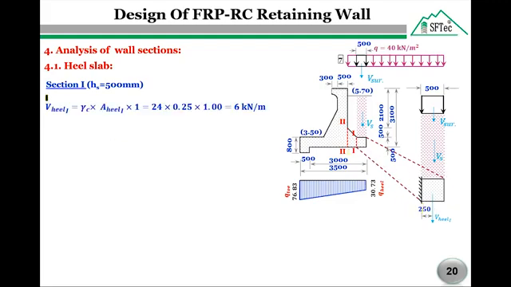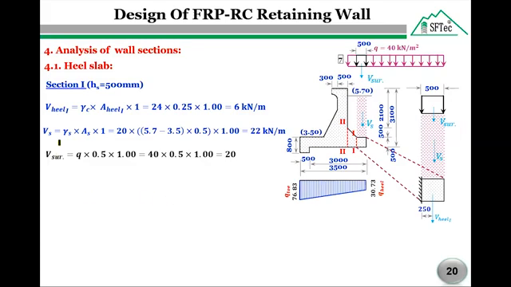The weight of the heel slab at section 1.1 equals 6 kilonewton per meter. The weight of the soil acting on the heel slab at section 1.1 equals gamma soil by area soil, this triangle area. The weight due to surcharge equals the surcharge value by the effective surcharge length. The effective surcharge length here equals 0.5 meter or 500 millimeter.